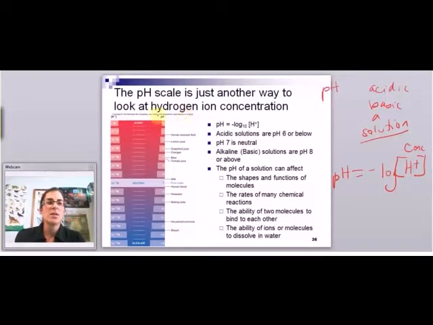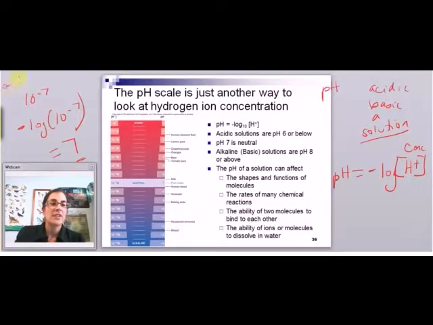So to give you an example, if I have 10 to the negative 7th, and I take the log of that, then it would be, well, let me go ahead and do the whole equation actually. So the negative log, which is part of the pH equation. If I take the negative log of 10 to the negative 7th, that's going to give me a whole number, 7. So I went from having a number that's a decimal, 0.0000001, and I'm making it into a whole number.